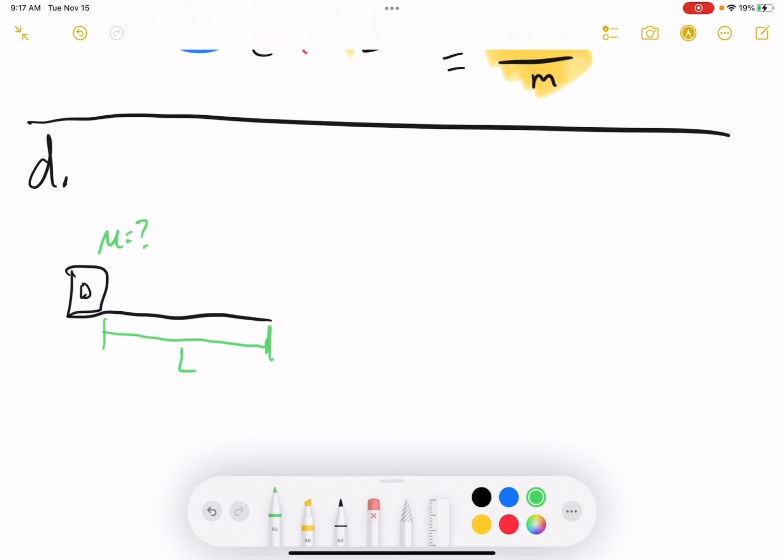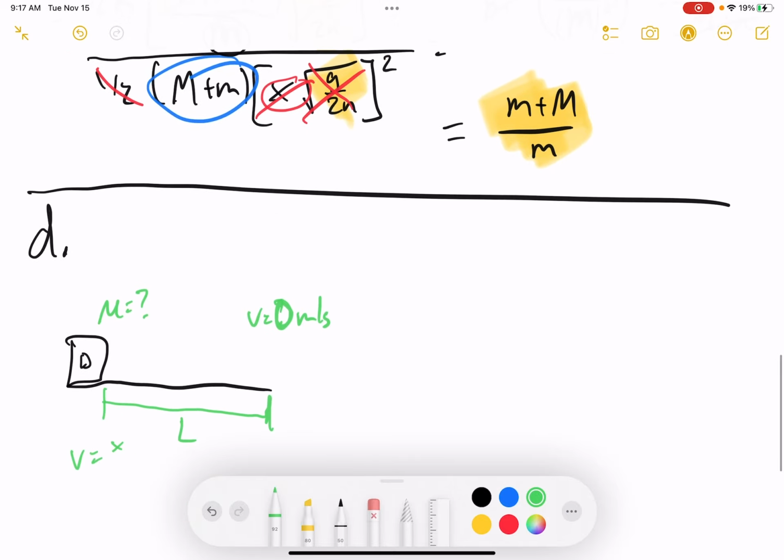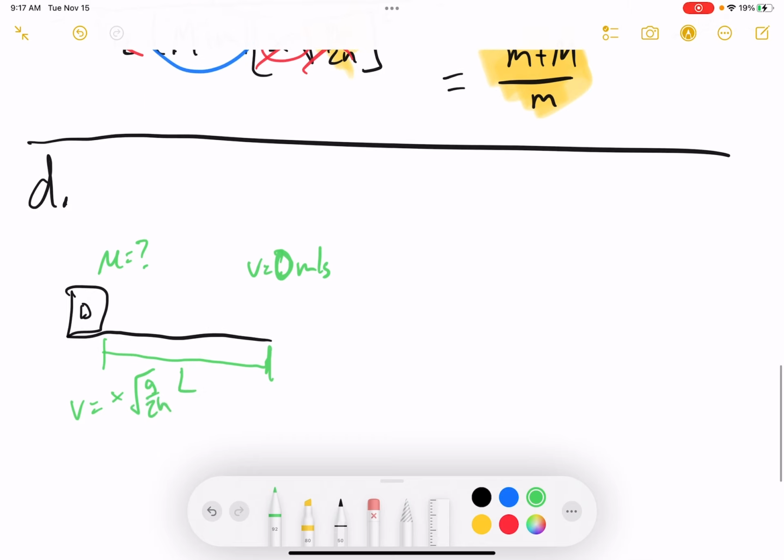okay? There are a couple of different ways to find this, but I think the easiest is with energy, okay? I know that the velocity at the end is going to equal 0, and the velocity at the beginning is equal to x root g over 2h, okay? If I think about this as work equals the change in kinetic energy, then all I need to do is F times D equals KEF minus KEI, okay? And you'll notice that the KEF is actually just 0 because I need to end at the bottom, right?